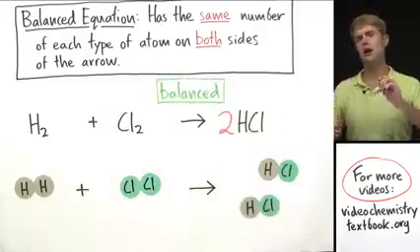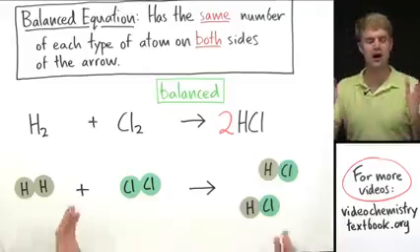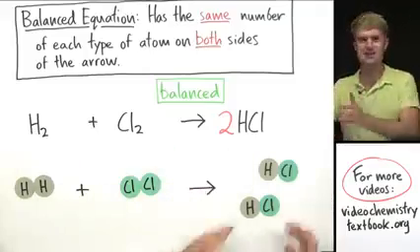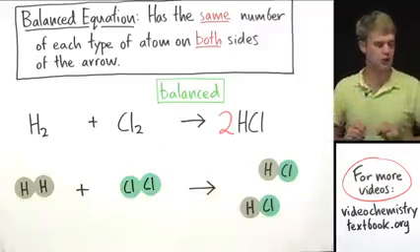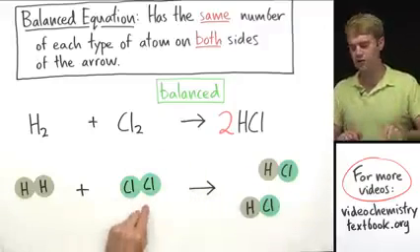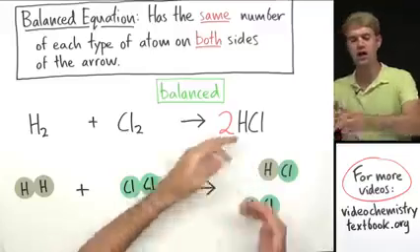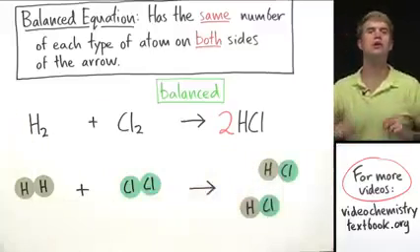Okay, so this is the combination of these things and these things that we need to have the same number of each type of atom on both sides. We need one of these, and 2 of these to end up with a balanced equation.